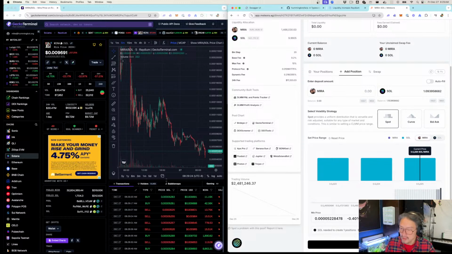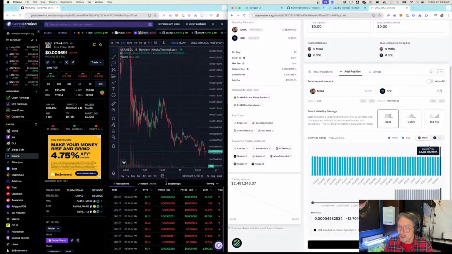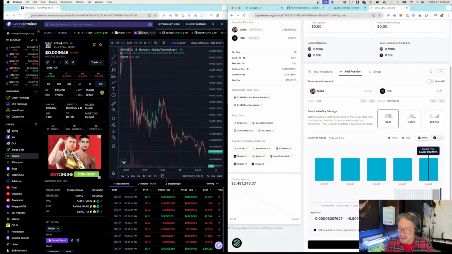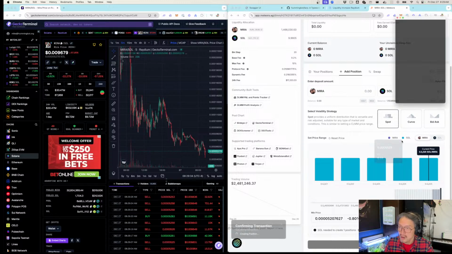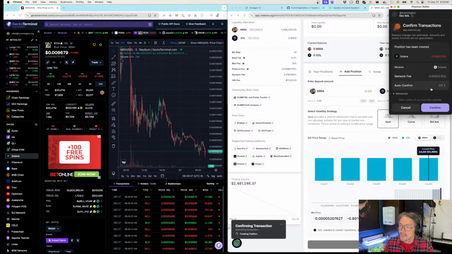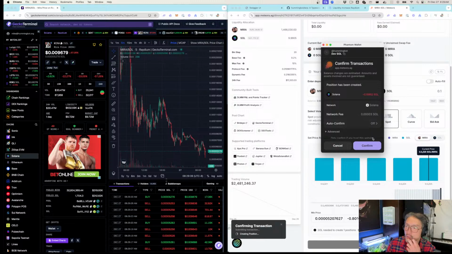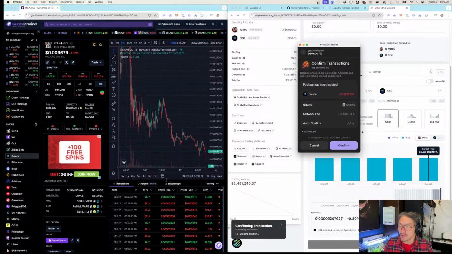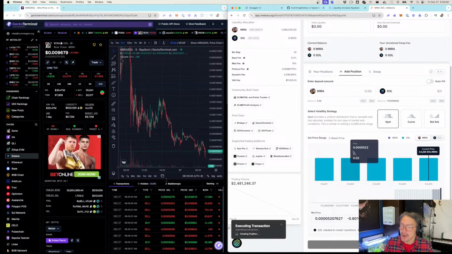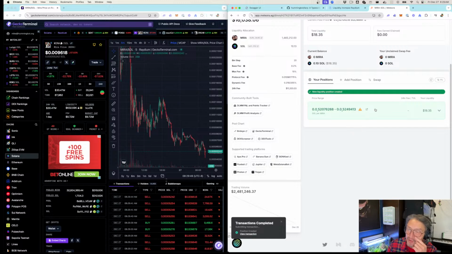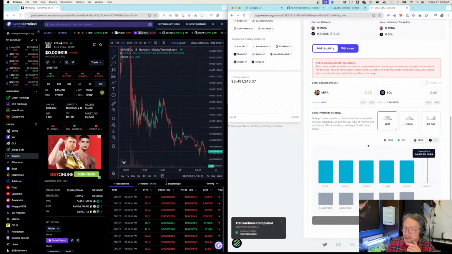Okay, let's do this. So this is going to cost us 0.15 because there's a rent involved here. So let's see if we actually can create this. Now the position is created. So it's actually outside the price range.